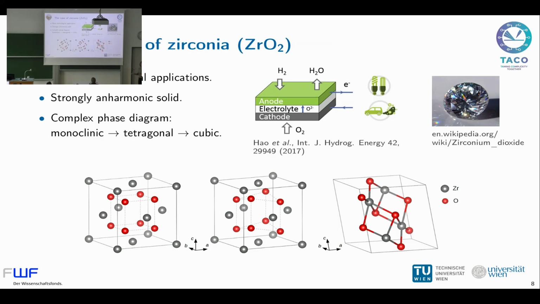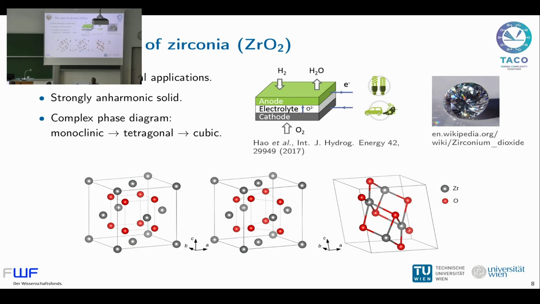Now, the application, as I promised, is zirconia. Now, I do know that zirconia is more of a material that was studied in the FOXY project, but the truth is that we started working on zirconia before TACO, and the reasons for that are that it's really what we wanted. It's a strongly anharmonic solid. It has a low thermal conductivity. It's got a very interesting phase diagram. It's got a monoclinic structure at low temperature, then becomes tetragonal, and then cubic at very high temperature. And of course, it's very important for many technological applications like solid oxide fuel cells and so on.